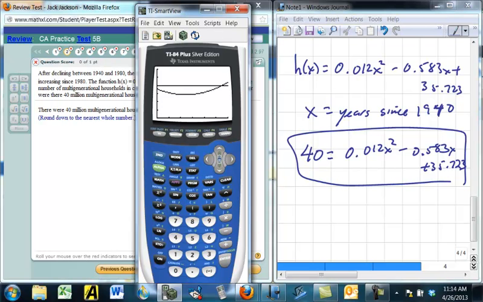Okay, not a bad window, and we do see our point of intersection, which is our main thing we want to get. And so we can find that by calculating that point of intersection. Enter. Enter. Go over here to the guess.